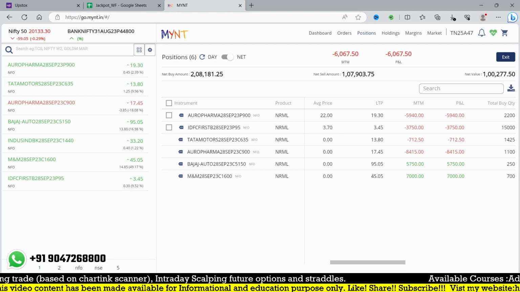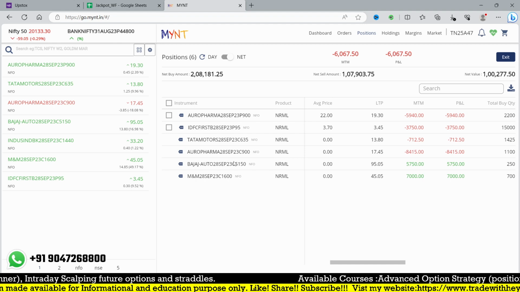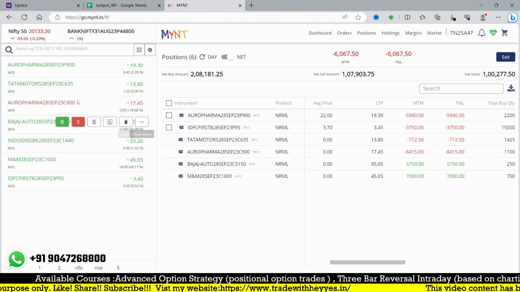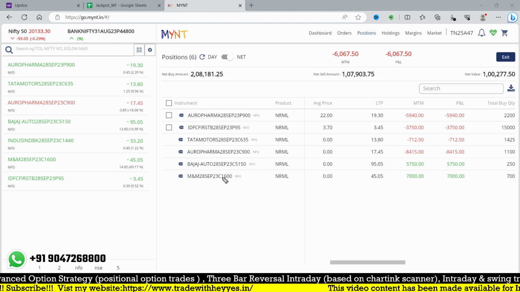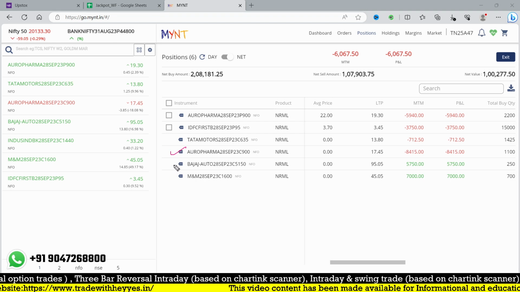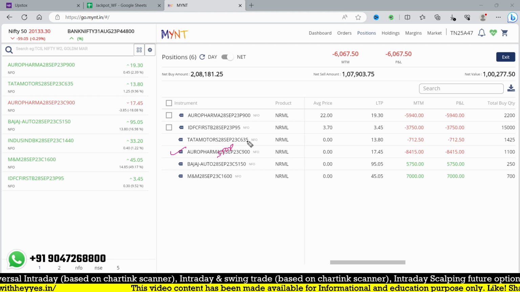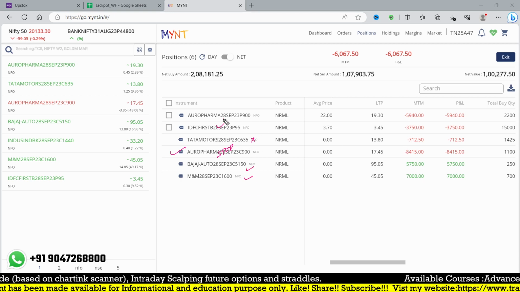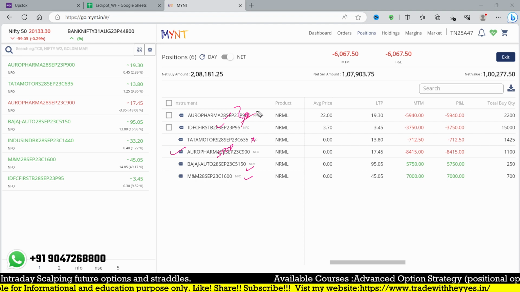Okay, in Tata Motors, Ara Pharma call option, and Bajaj Auto, M&M. So these are my intraday trades. Finally, I have exited with minimum profit, but Ara Pharma triggered my stop, and Tata Motors I exited with minimum loss, and these two gave me profit, and these two positions I'm just holding positionally.